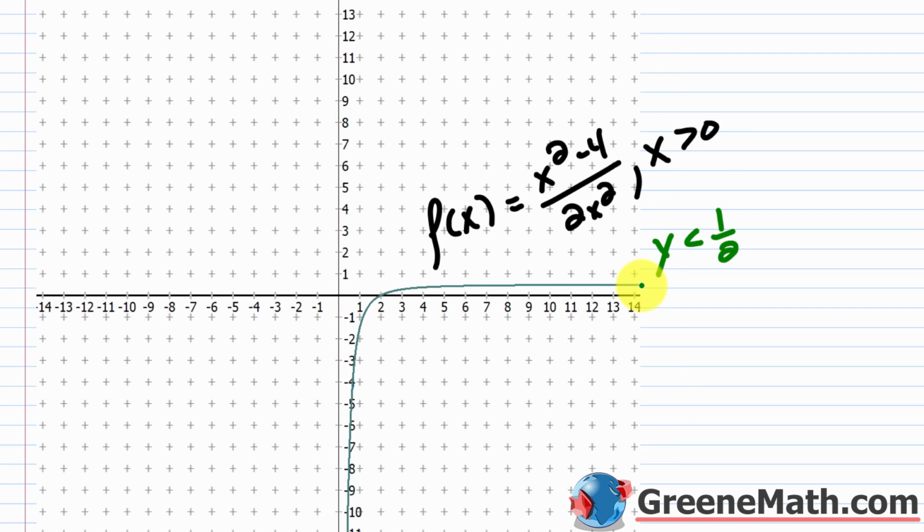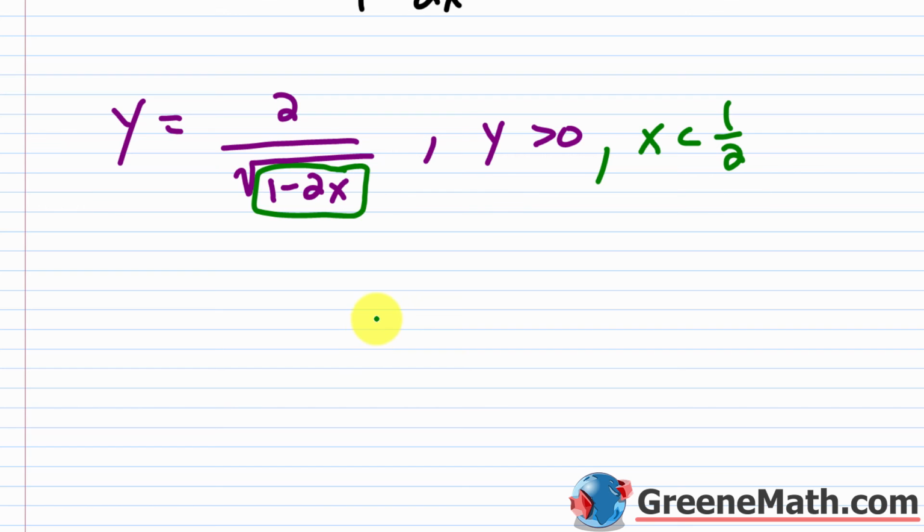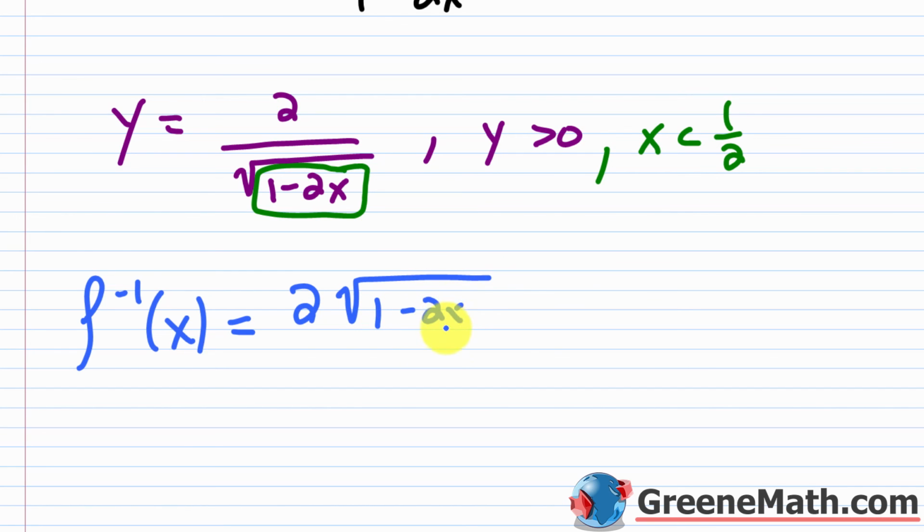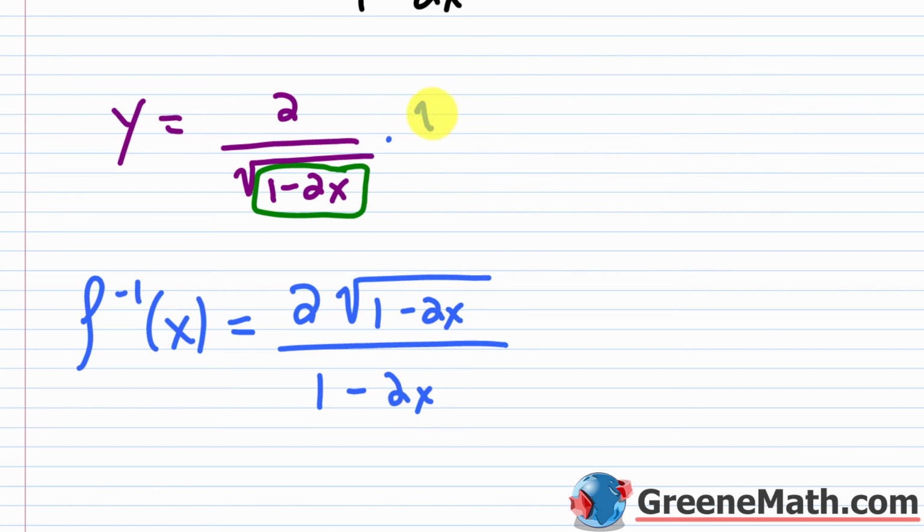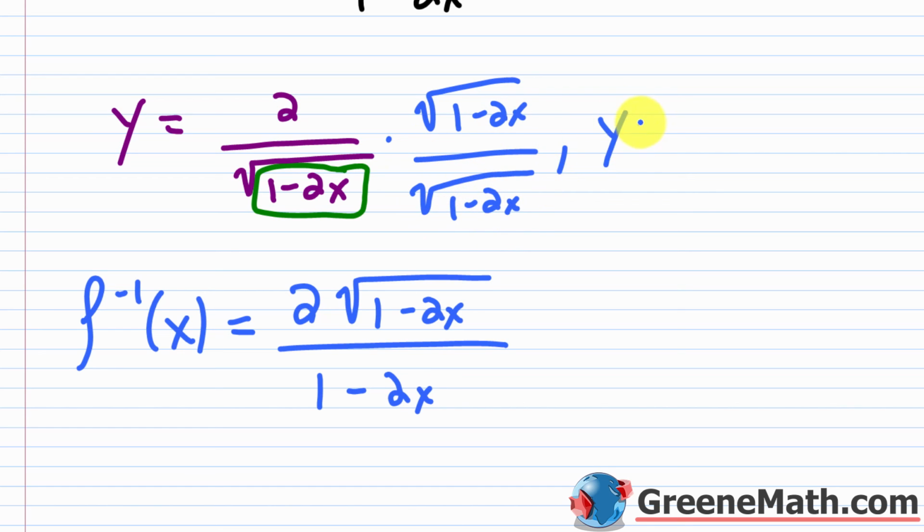So let's go back, and we have our inverse, but we just want to clean it up a little bit. I'm going to replace y with f inverse of x, so we have the right notation. And then I'm going to rationalize the denominator here. So I'm going to have 2 multiplied by the square root of 1 minus 2x, and this is over 1 minus 2x. So all I did was multiply this by the square root of 1 minus 2x over the square root of 1 minus 2x, so I could rationalize the denominator. So y is greater than 0 and x is less than 1/2.